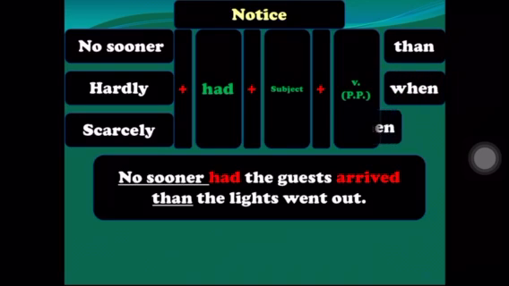Hardly when, scarcely when. Actually, these are paired conjunctions. Paired conjunctions means no sooner should have than, hardly, when, scarcely, when, like both and, not only but also, if you remember this lesson. Okay, notice the example. No sooner had the guests arrived than the lights went out. So, after no sooner, as I told you, we have had plus the subject, and then we have the verb in the past participle.